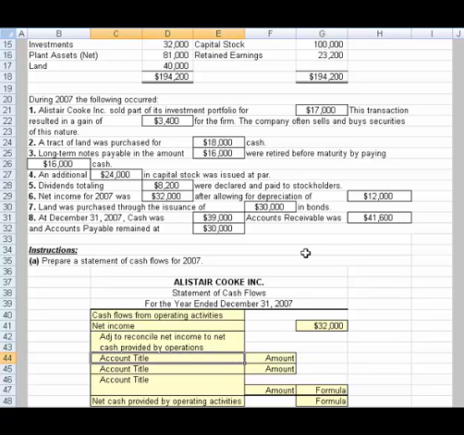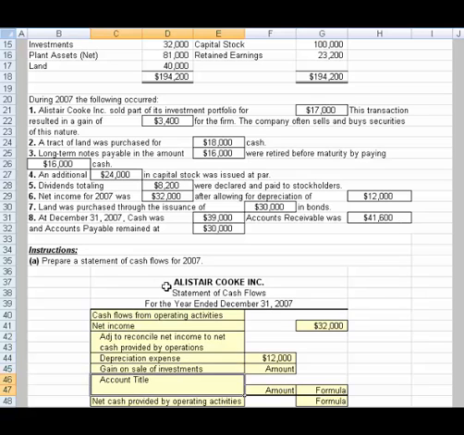Okay, so some of the adjustments, normally the first one is depreciation. They tell us right there it's $12,000. So we'll just type in depreciation expense and reference that $12,000. The next item is they tell us there was a gain on the sale of securities, right? Yeah, there's our gain. So why don't we type in gain on sale of investments.